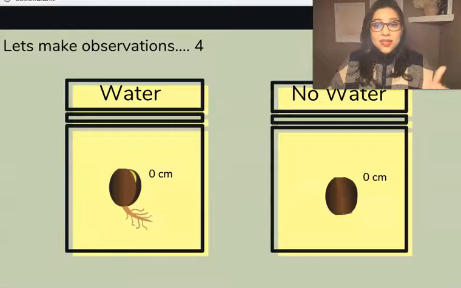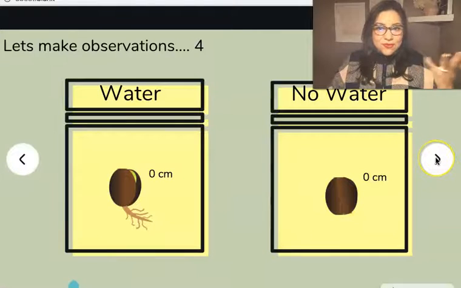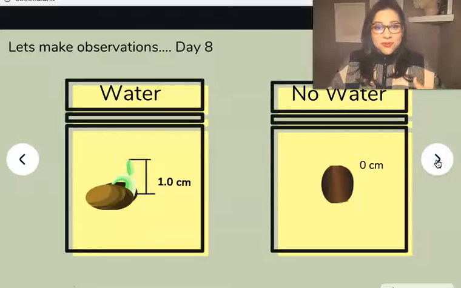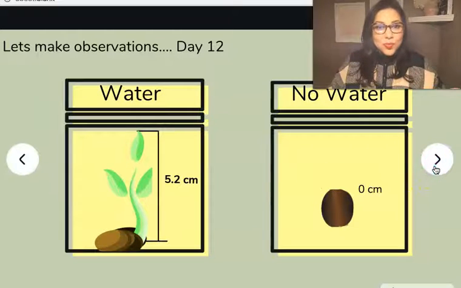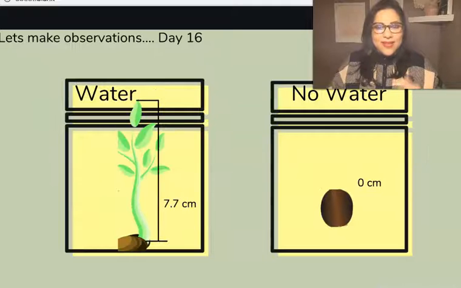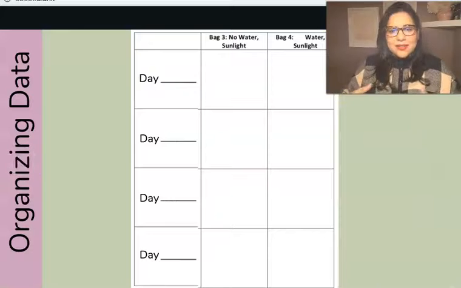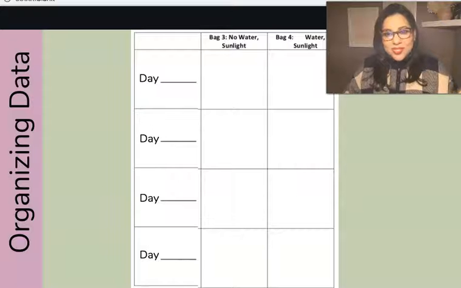So as you can see, this is the data for day 4. We have some data for day 8, day 12, and day 16 at your disposal. So now that you have collected your data or you have viewed the visual representation of that data, you can go ahead and organize this data in a data table.